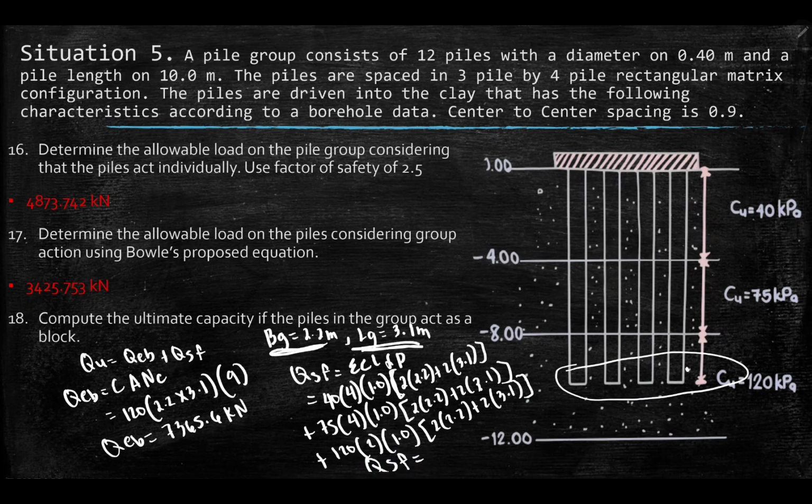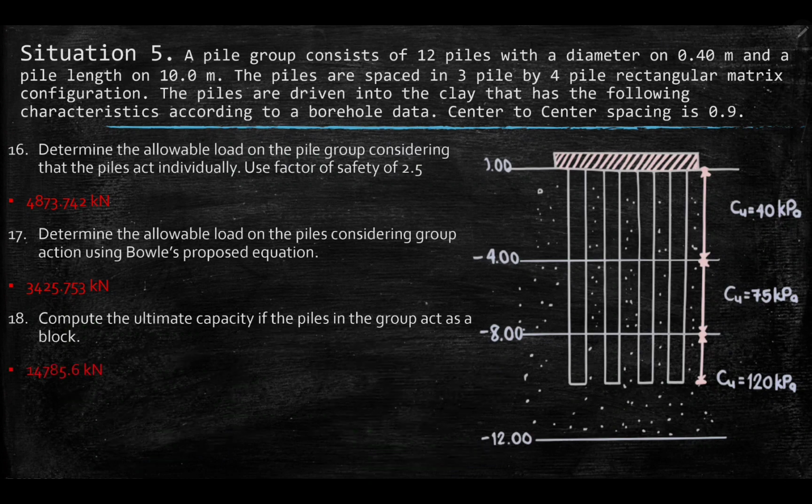the friction capacity of the pile will be equal to 7,420 kilonewton. So, our final answer, when you add the end bearing and friction capacity of the pile, will be equal to 1475.6 kilonewton. Okay? So, that is for acting as a block.